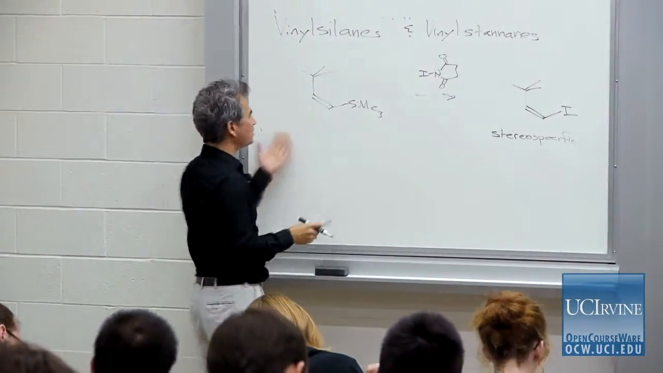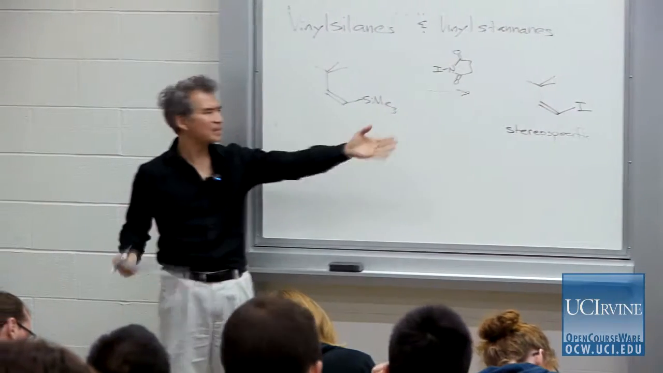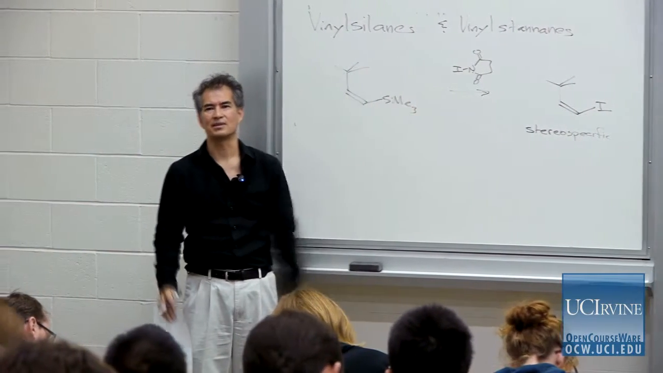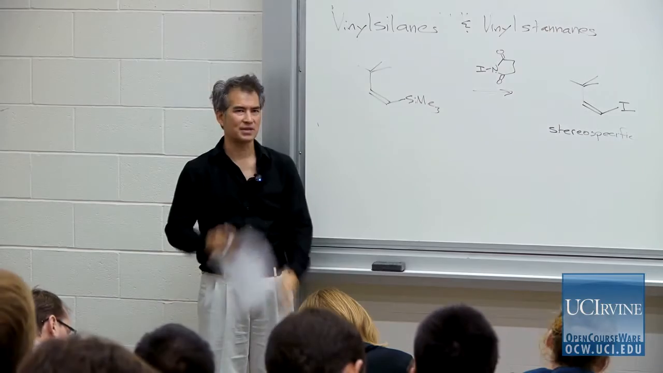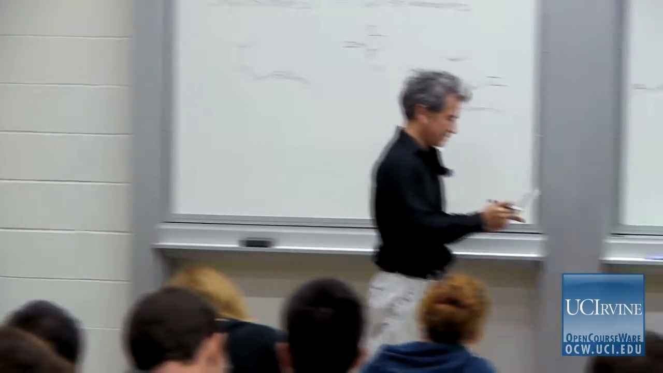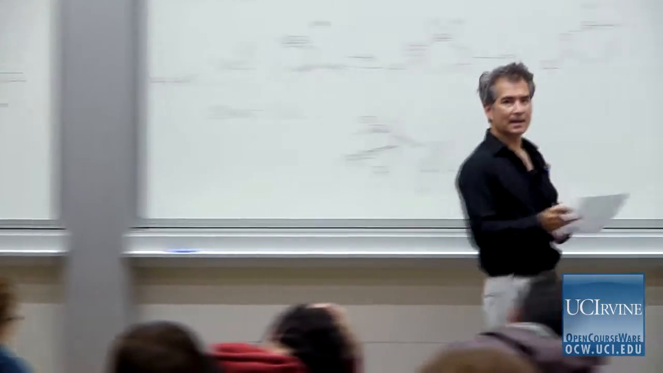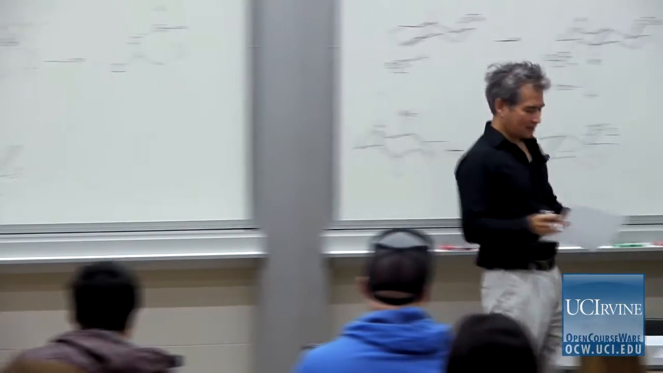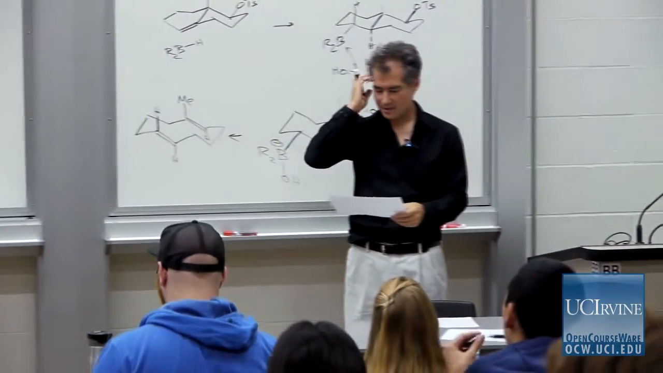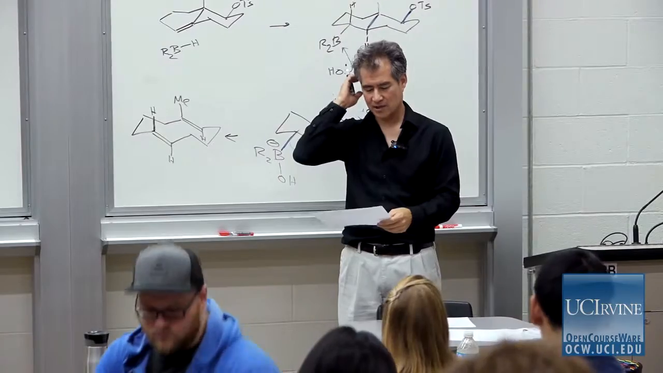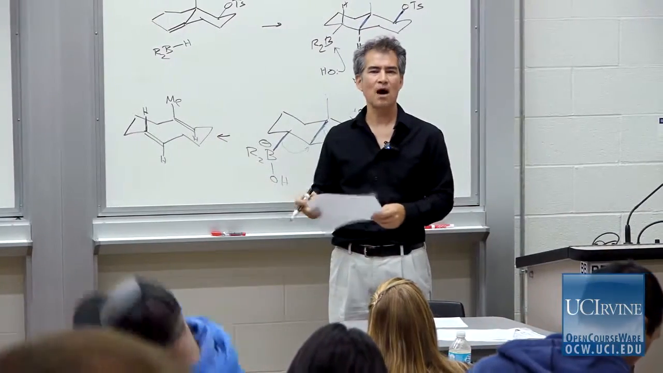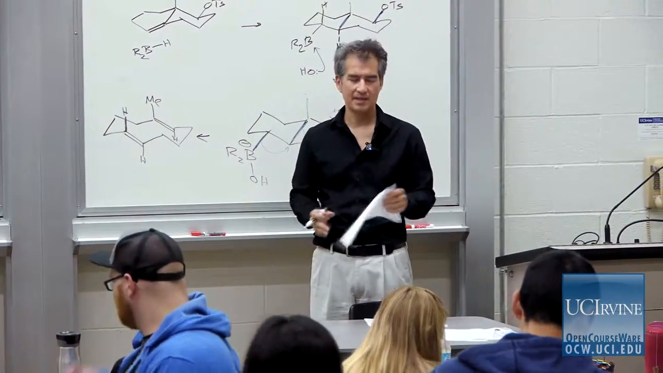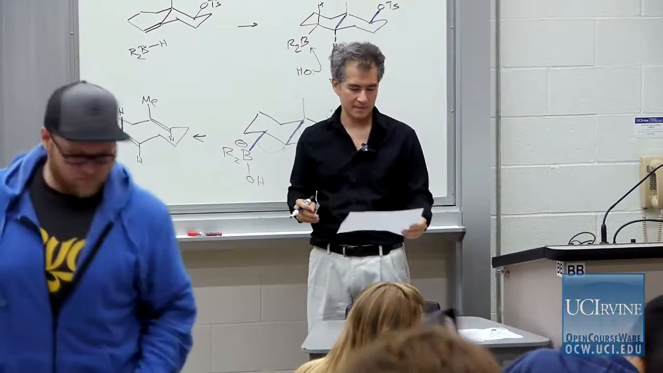So let's talk about why you get this retention of stereochemistry. That can't be because it's the more stable of the two isomers, right? The trans isomer ought to be more stable. Actually, we're going to run out of time here, so I'll come back to this. Just hold on to this vinyl silane substitution, and I'll come back to an explanation for why you get stereospecificity, why you get retention of stereochemistry in that substitution.